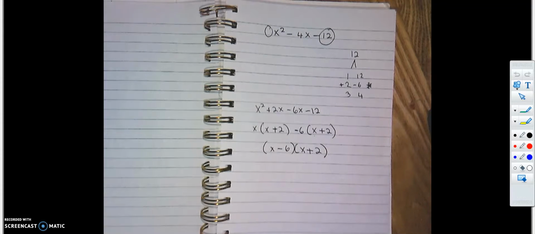Okay, so that is how you factorize quadratics. And they are factorizing quadratics that actually work. We'll explain a different day for the other ones.